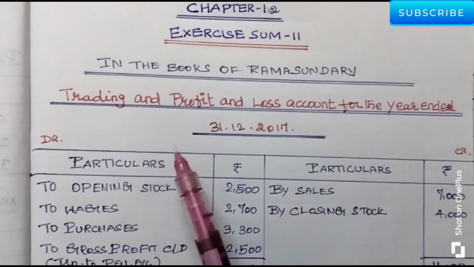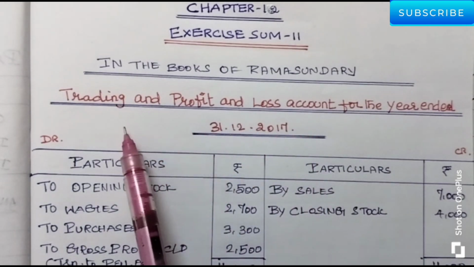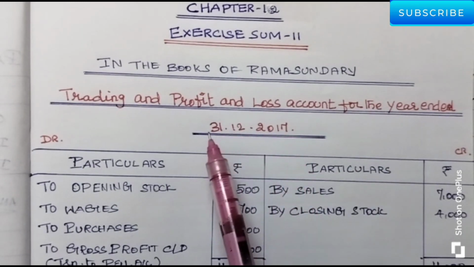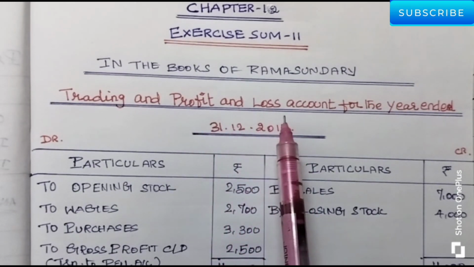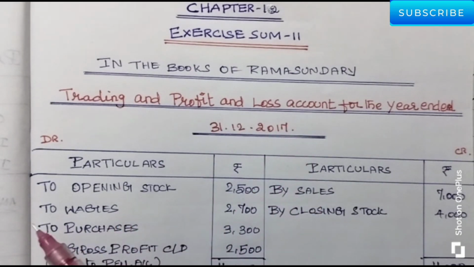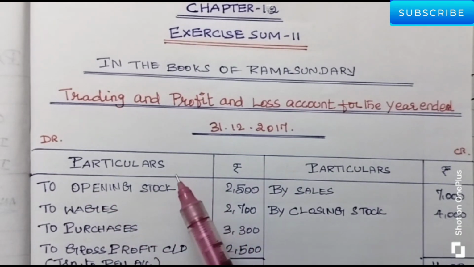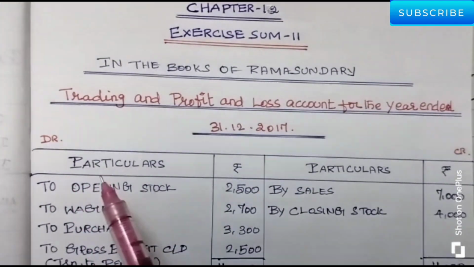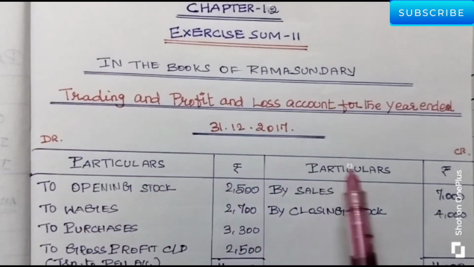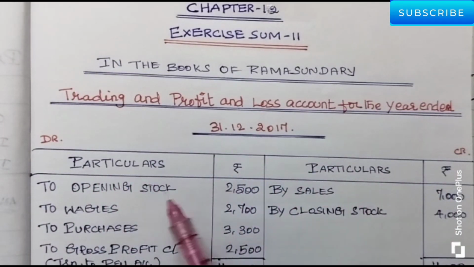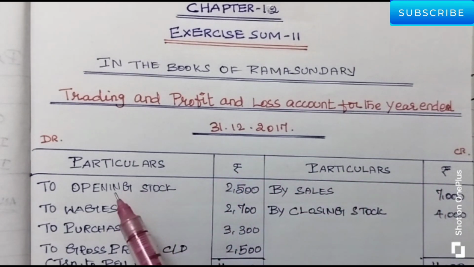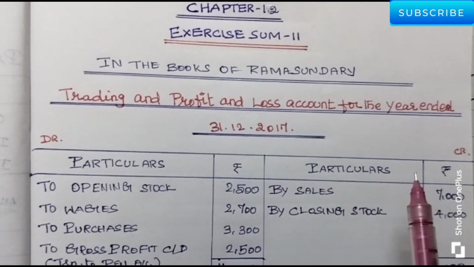Okay, so the heading is in the books of Ramasundari, trading and profit and loss account for the year ended 31st December 2017. What they have given in the question, we have to enter as the heading. Okay, we entered. Now we are going to write the format of the trading and profit and loss account. The format for trading and profit and loss account is the same. It has a debit and credit side. On the debit side we have particulars and rupees, and on the credit side we have particulars and rupees. So this is the format of the trading and profit and loss account.